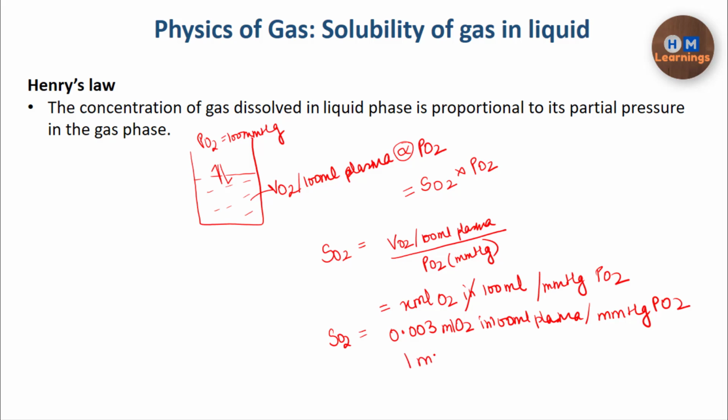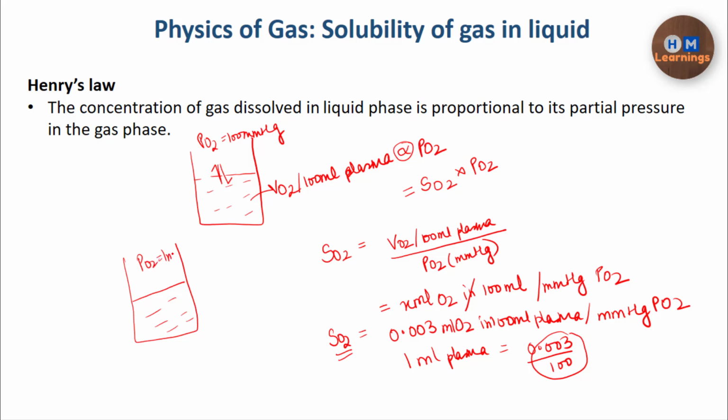So that means in 1 ml of plasma, how much oxygen is dissolved? 0.003 divided by 100 will be the amount per unit ml of plasma. So this is the solubility coefficient. Here I can draw the diagram again: you have arterial plasma, and this arterial plasma is exposed to a PO2 of 1 mmHg, and in response to that, how much VO2 you find in 100 ml of the blood is going to be your solubility coefficient of oxygen.